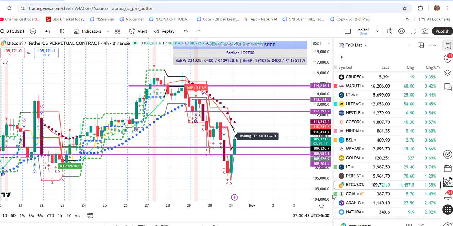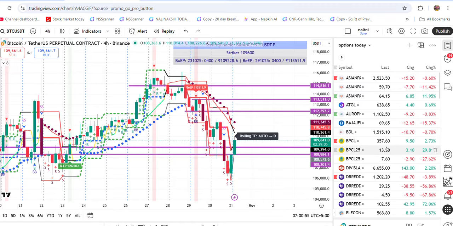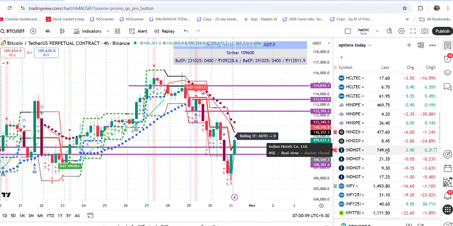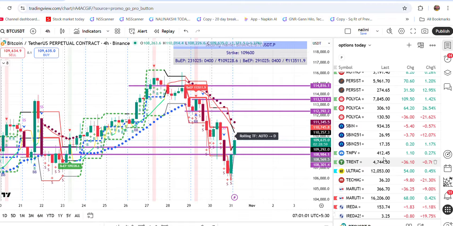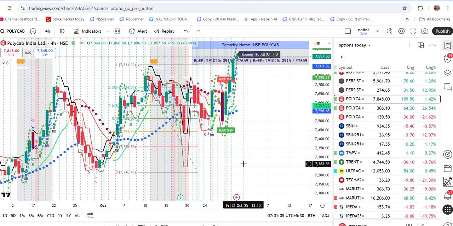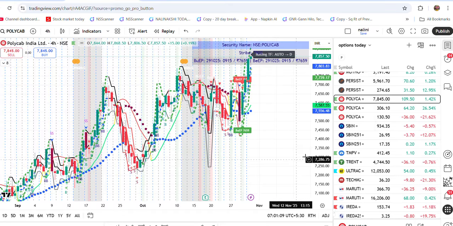So like that today, I noticed Polycap. Where is the Polycap? Let us go to the stocks options today, my watch list. I'll go there and see Polycap over here. Polycap, what is the interesting thing? Let me remove drawings.